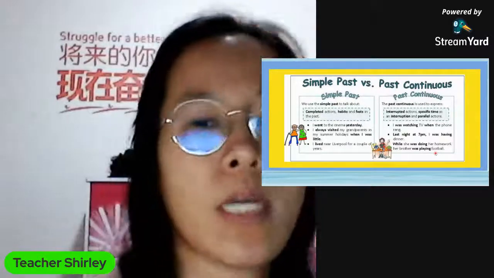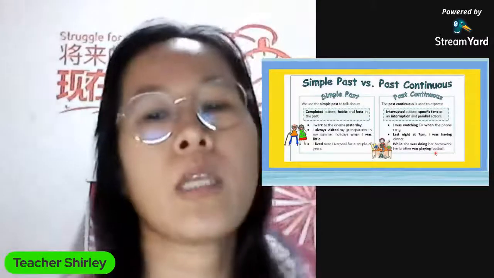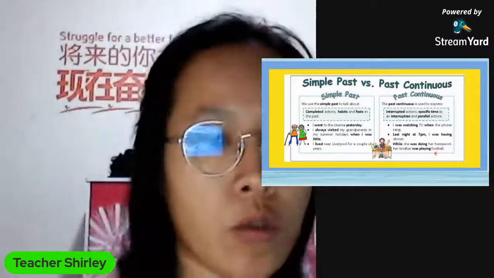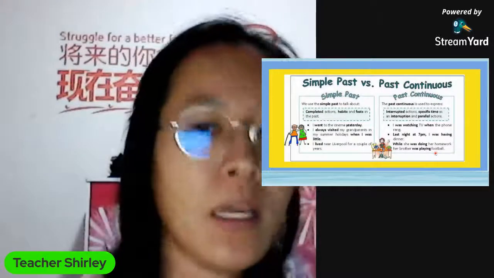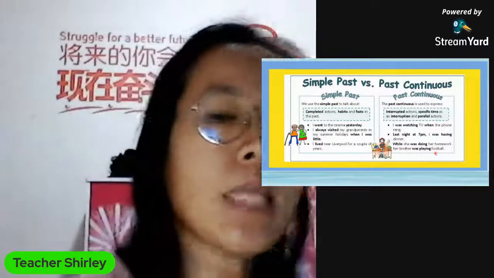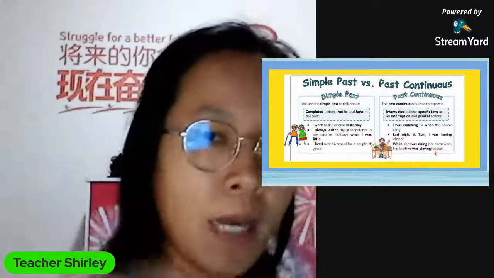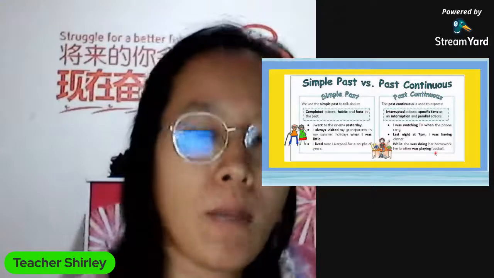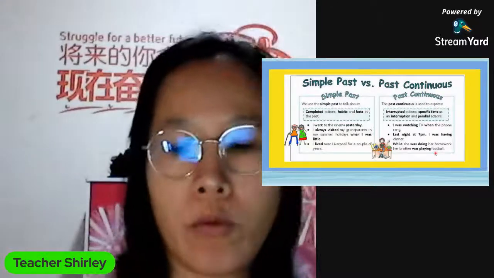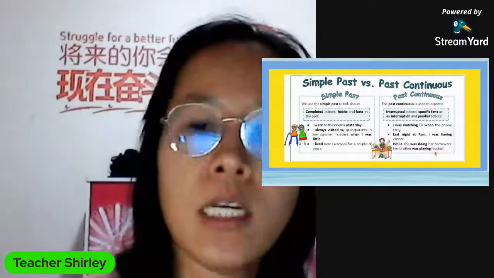Jadi bila kita gunakan past continuous, kita gunakan past continuous untuk tunjukkan perbuatan yang sedang berlaku pada masa yang sudah lepas. Bukan berlaku sekarang, not now. Okay, bukan berlaku sekarang. Perkara yang sudah berlaku pada masa dulu.